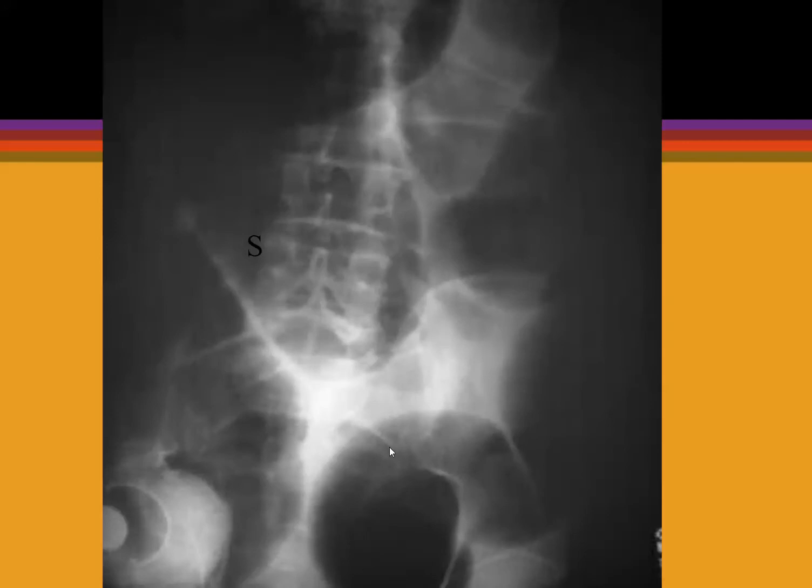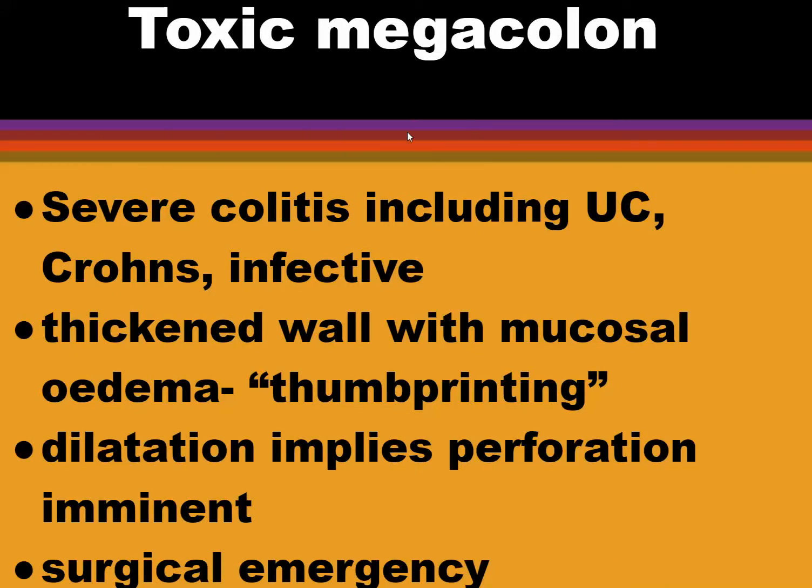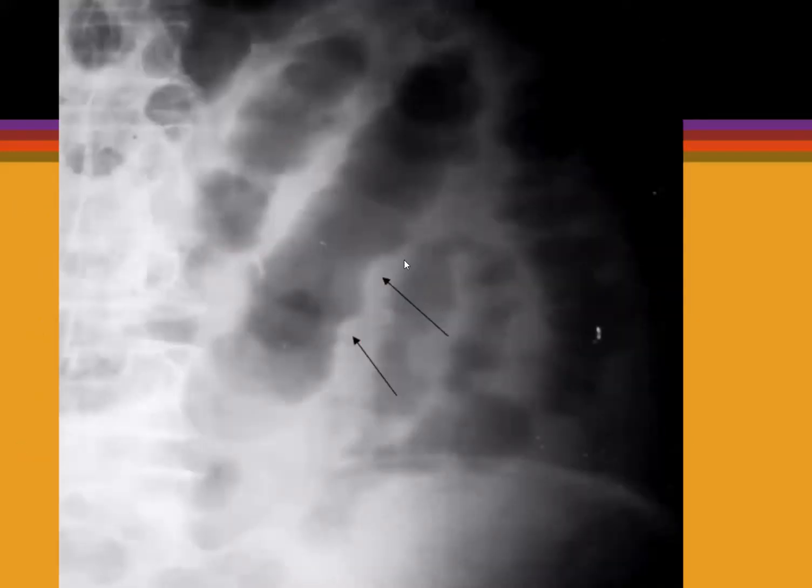One of the other causes of large bowel obstruction is toxic megacolon, and this happens in severe colitis. You get a really thickened wall of large bowel with edema, and we call it thumbprinting. I'll show you an example in a second. And it's an emergency because you've got this really inflamed, thickened wall. It's weakened, it could perforate. It's a surgical emergency. This is what we call thumbprinting.